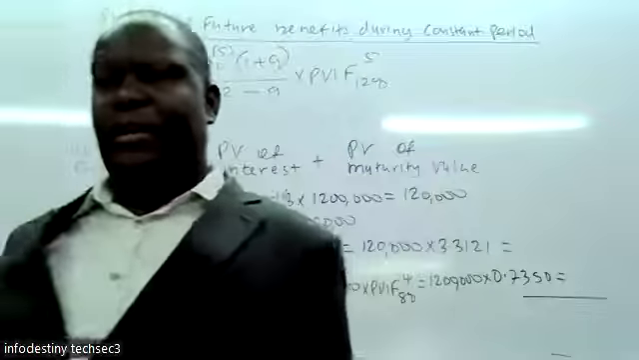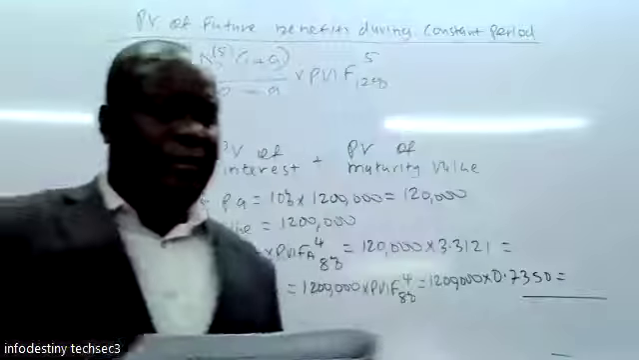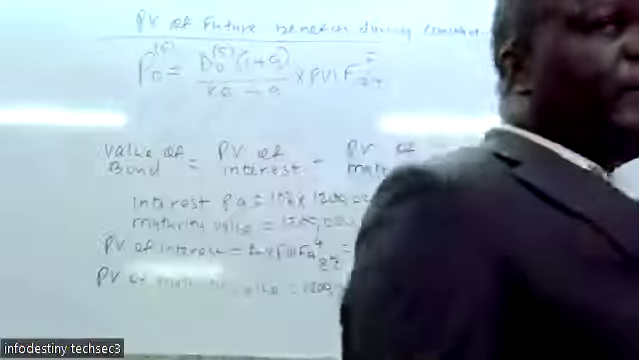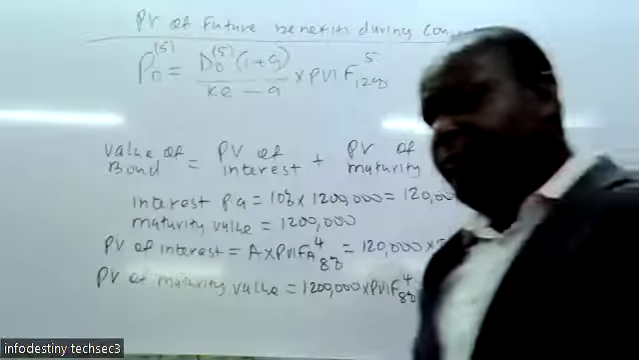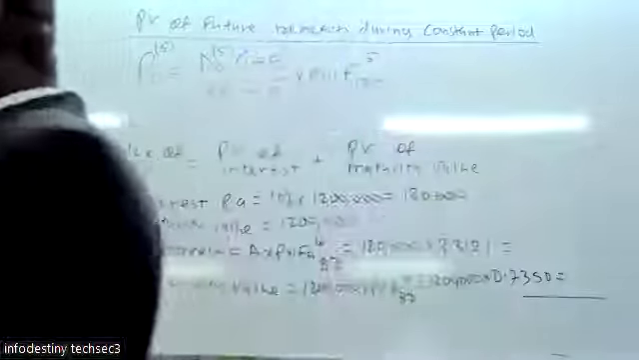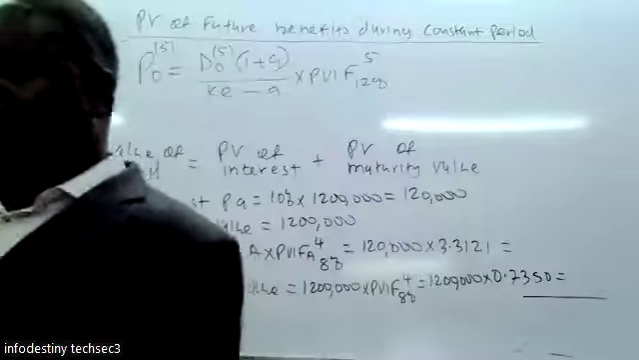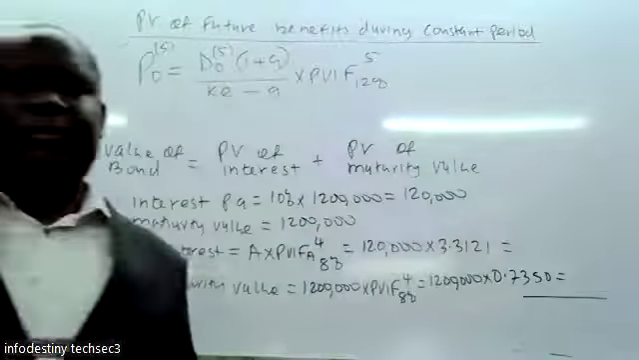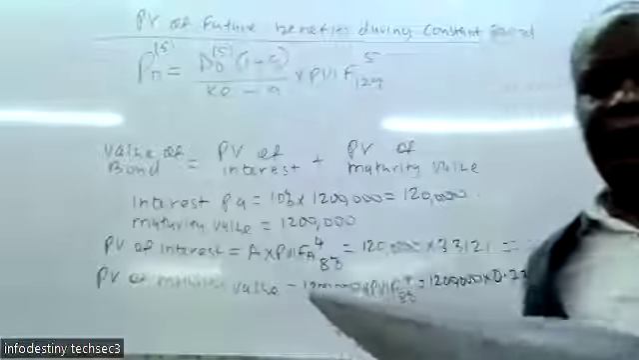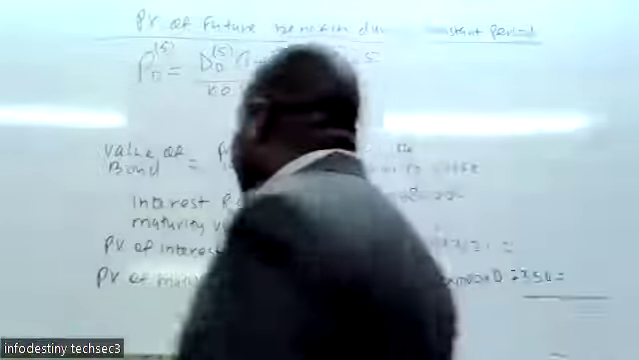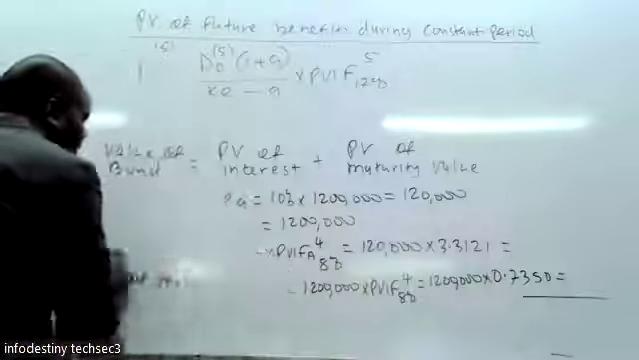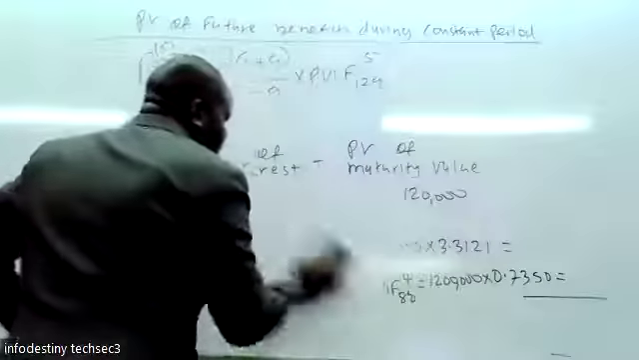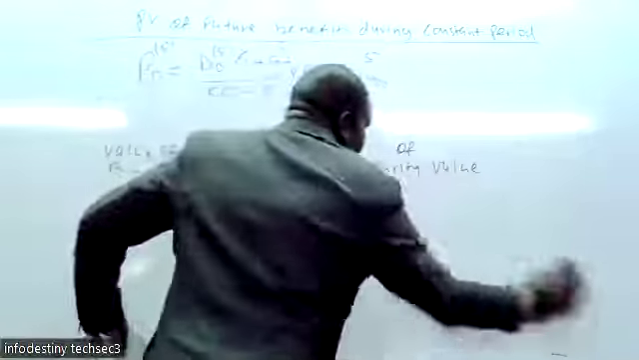Required: Roman letter 1 is the current value of the redeemable bond. Roman letter 2 is the current value of the convertible bond. So let us start by calculating the current value of the redeemable bond.